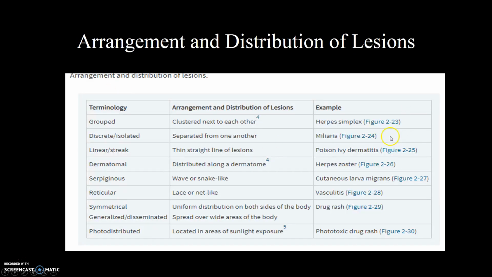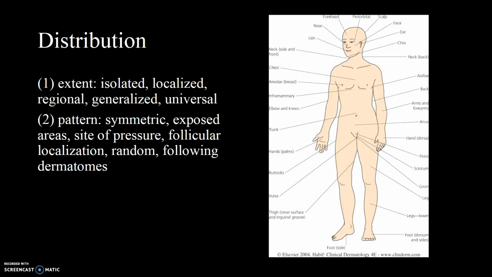Another cube: arrangement and distribution of lesions. Again, dermatomal is included in this chart, but this is just helping you recognize they can be grouped or discrete or isolated, linear, reticular, photo-distributed, just on that sunlit exposed area. So recognizing that is also important in our diagnostic venue of what we are dealing with here.